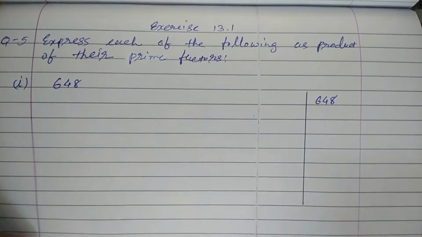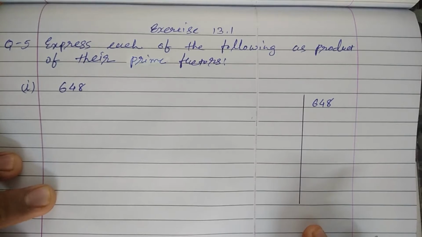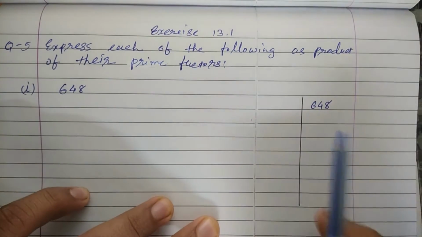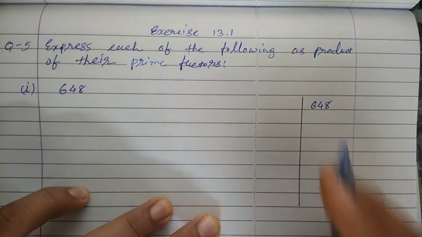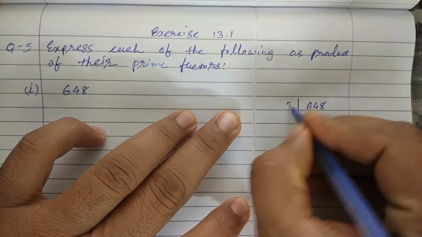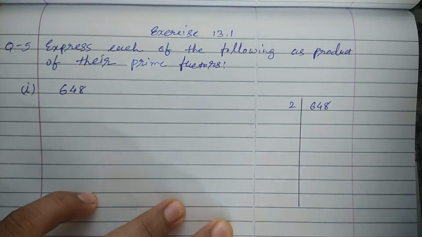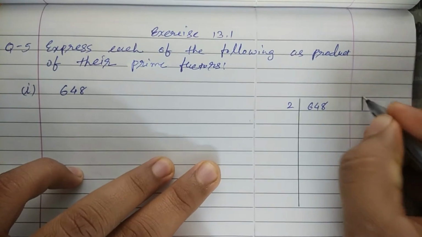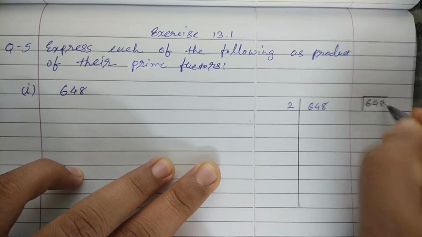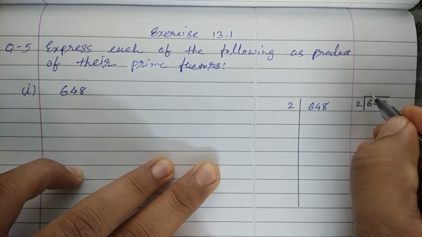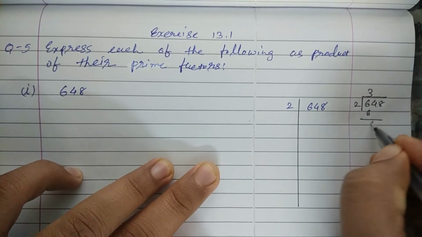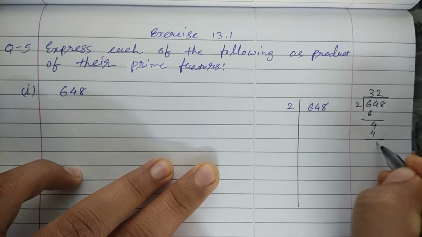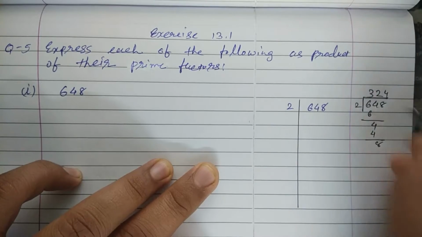exponential form. So first of all, using prime factorization method, we will find the prime factors. So 648. As we can see that this number is even number. So it is divisible by 2. So here we will do the division. 648 divided by 2. 2 3s are 6. 4. 2 2s are 4. 8. 2 4s are 8.